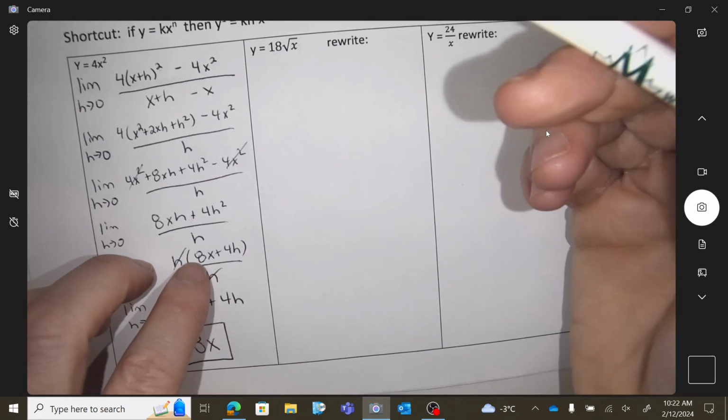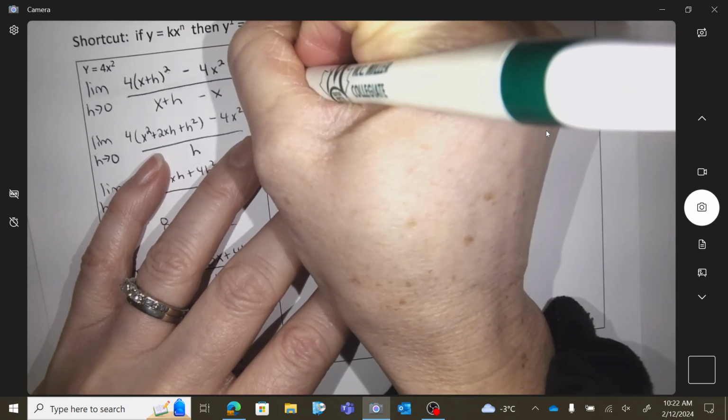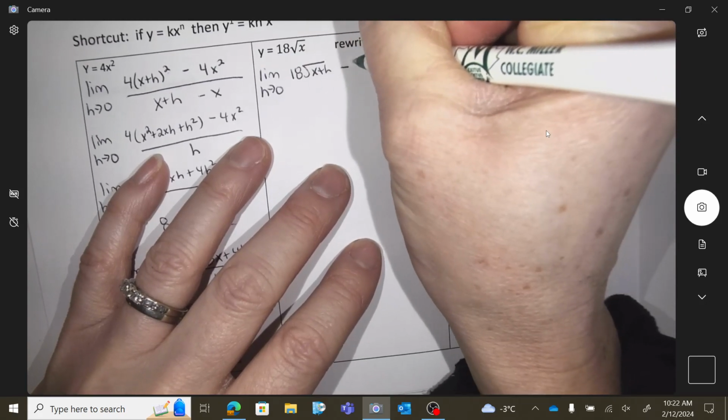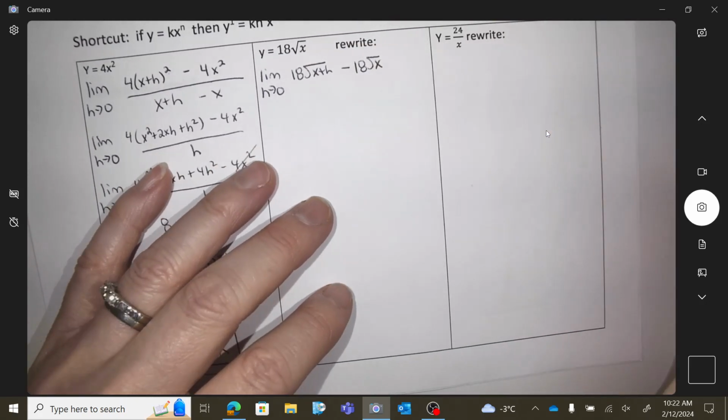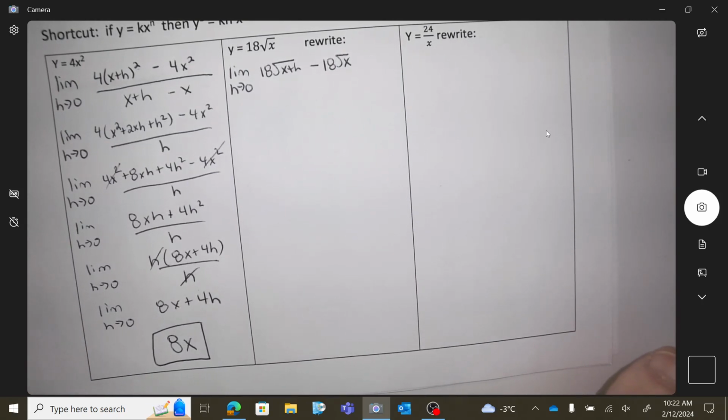Okay, number 2. So this is a radical one. So that's what y2 minus y1, that's what it looks like. 36, 30.